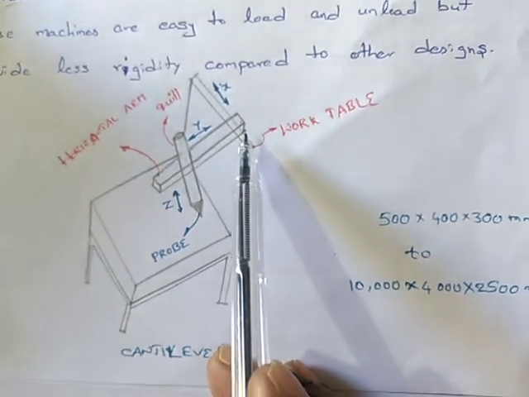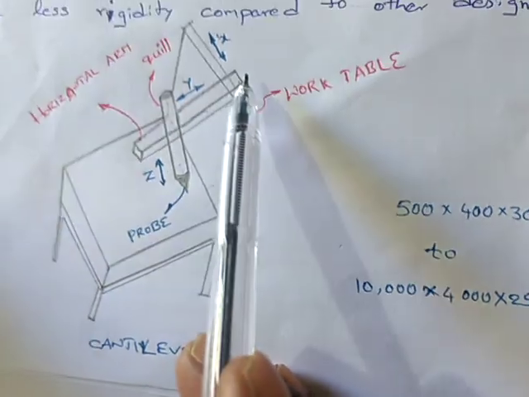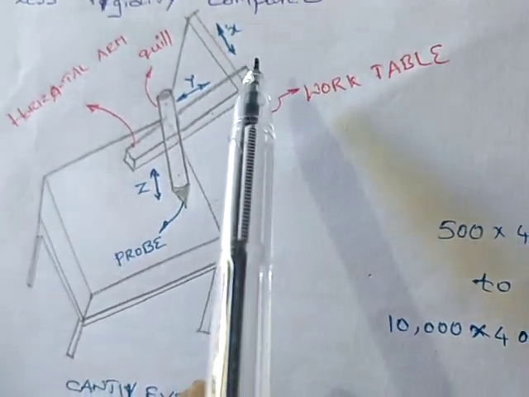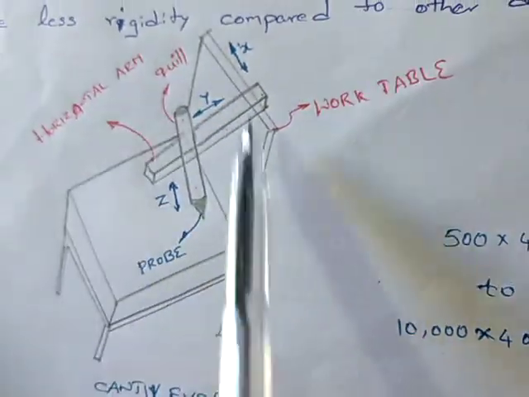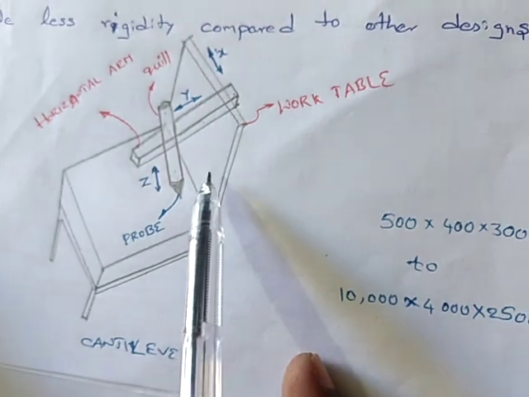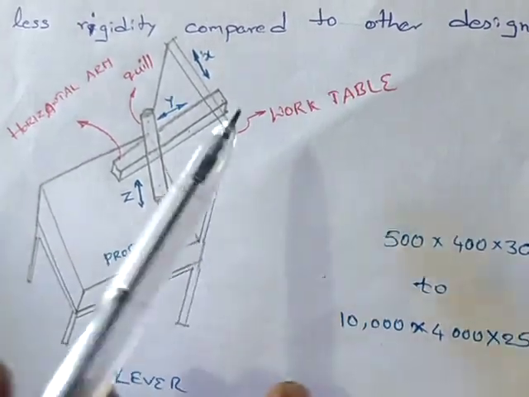The x-axis motion is provided by the motion of the horizontal arm relative to the work table. These cantilever type machines are very easy to load and unload but provide less rigidity compared to the other designs. Now we will discuss the bridge type.